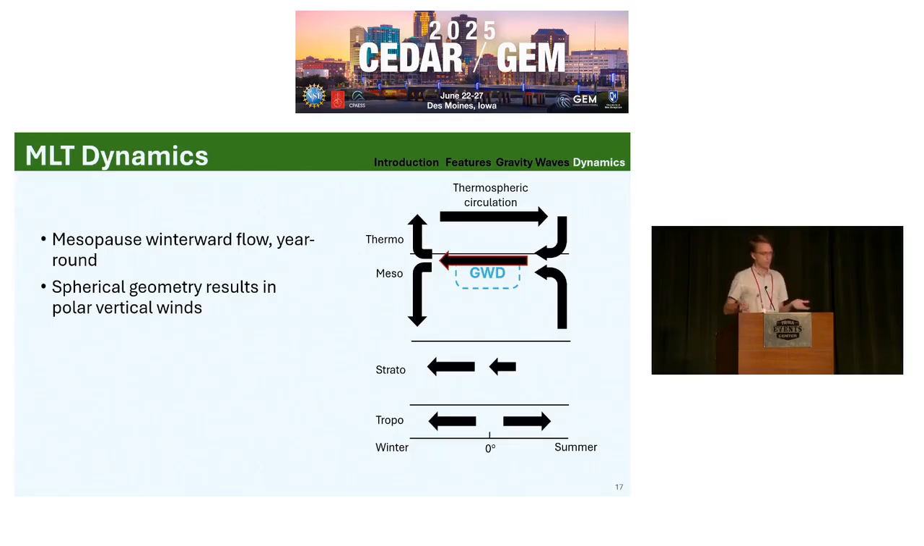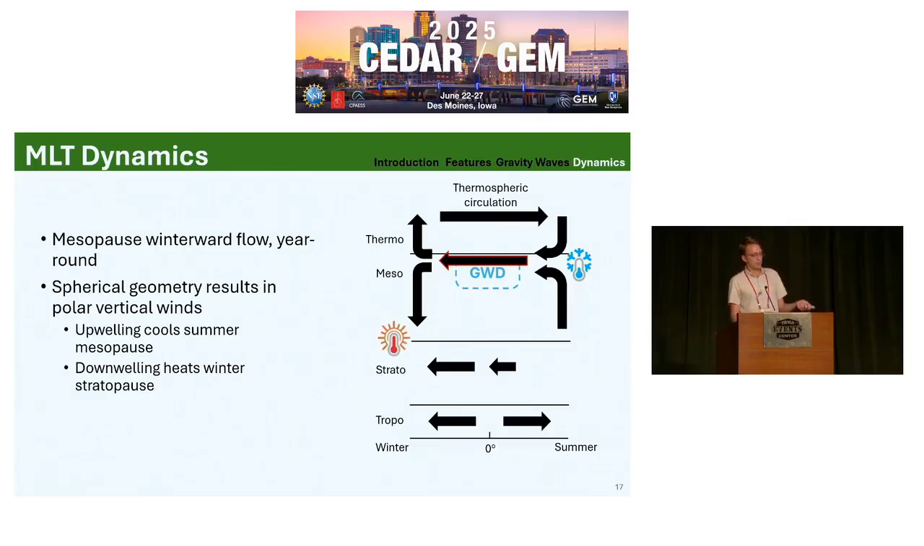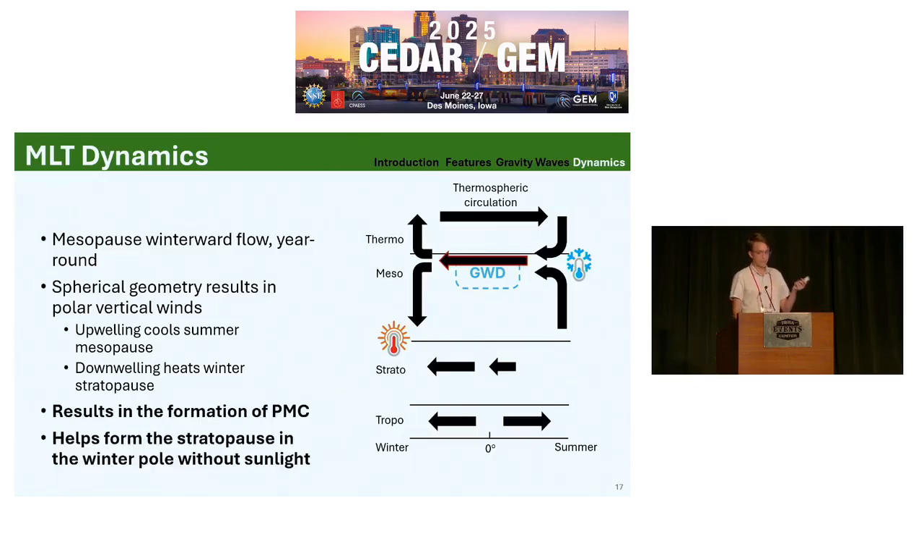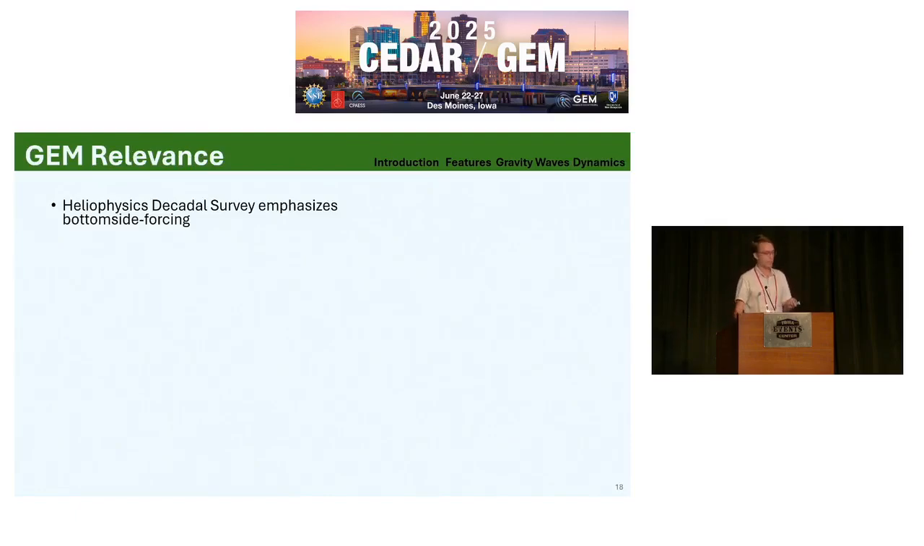Now, due to Earth's spherical geometry, that gives us polar vertical winds. And so what that means is at the summer pole, we get this upwelling that actually cools the mesopause. That's what gives us that super cool summer mesopause where these polar mesospheric clouds form. Similarly, this downwelling at the winter pole warms the stratopause and actually forms that wintertime stratopause, where normally the stratopause is formed by solar heating. Wintertime wouldn't have solar heating, so the winter stratopause is a dynamic feature.